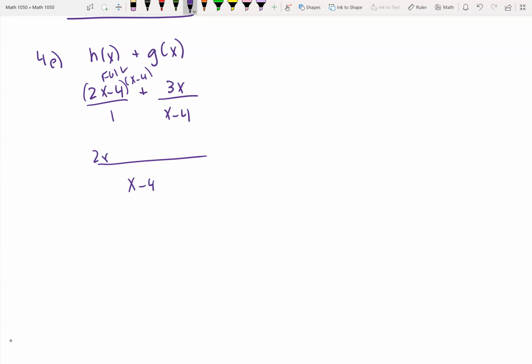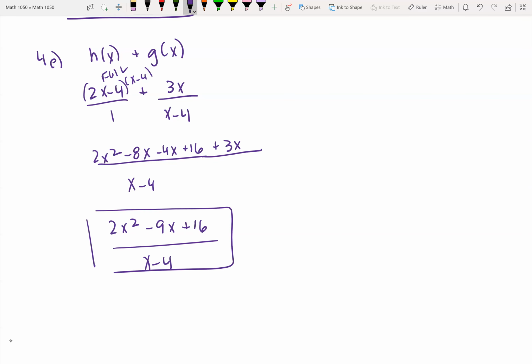So 2x times x is 2x squared. 2x times negative 4 is negative 8x. Negative 4 times x is negative 4x. And negative 4 times a negative 4 is a positive 16. This guy has the x minus 4, so I'm just going to write down the plus 3x. Now I'm going to clean it up, so it's 2x squared. A negative 8 and a negative 4 is a negative 12. Plus 3 is a negative 9x. Plus 16 over x minus 4. Nothing will cancel. Okay?